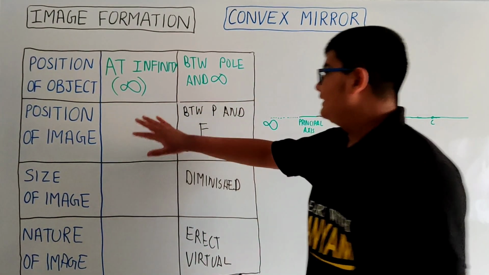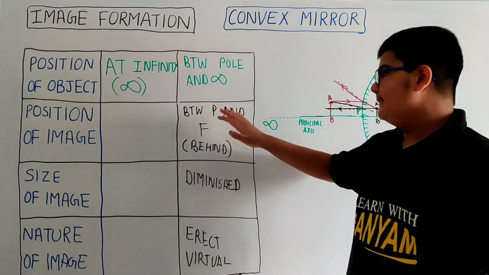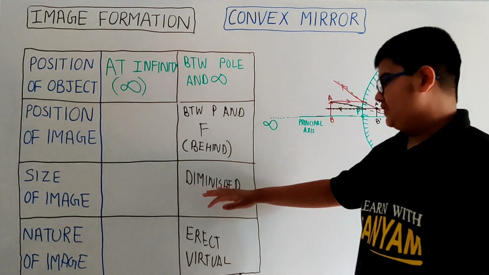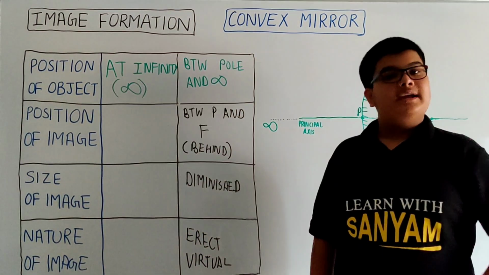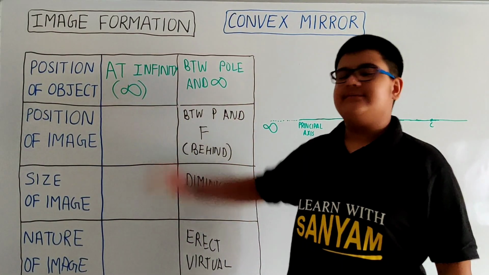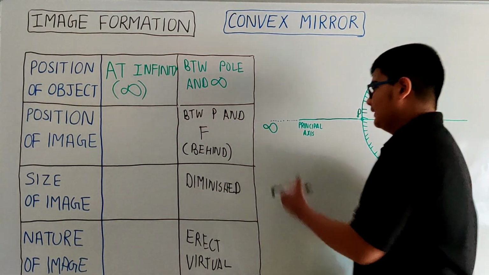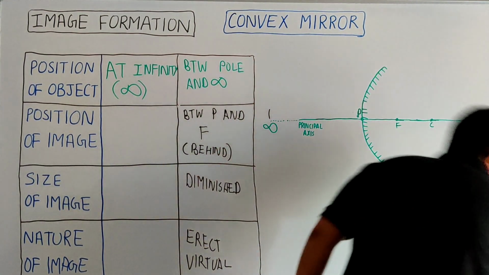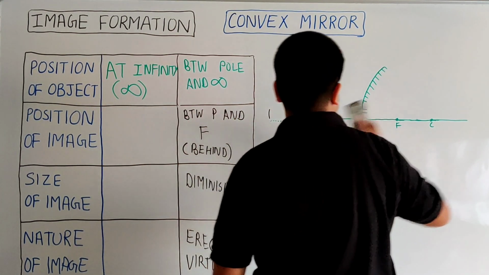So here you can see that object is between pole and infinity, position of image is between pole and focus, behind the mirror, size of image is diminished, and nature of image is erect and virtual. Now let's discuss the second case, which is the object is placed at infinity. So at the infinity point, the object will be placed.